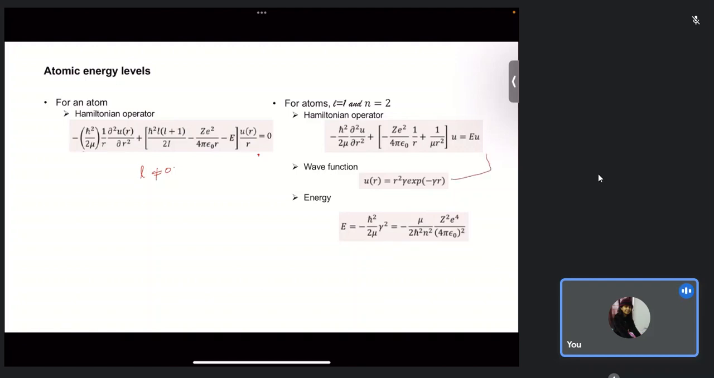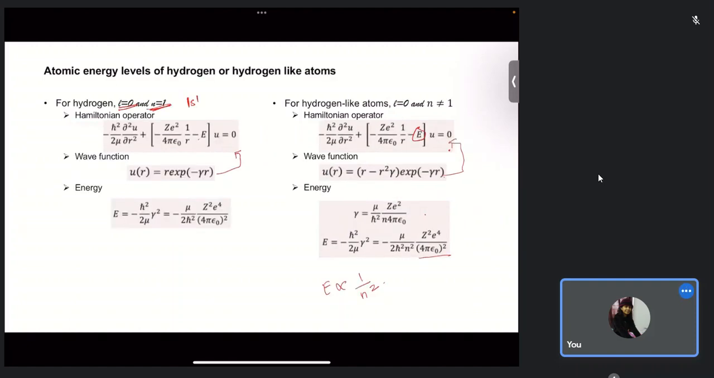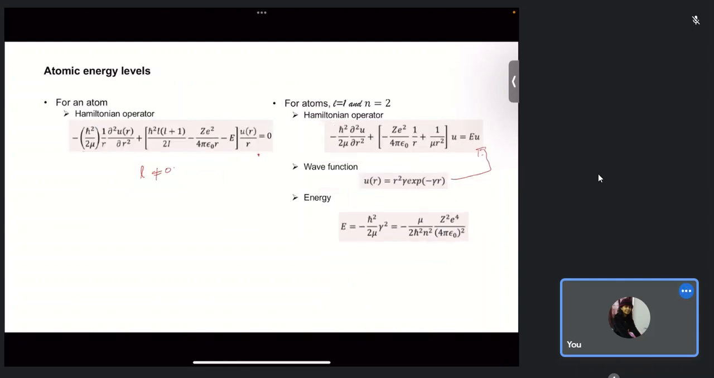Upon substituting this u into the Schrodinger equation, we will be able to obtain the E value. And the E value comes out the same as when we solved for the energy value when L is equal to 0. So this says that E is independent of L, right?